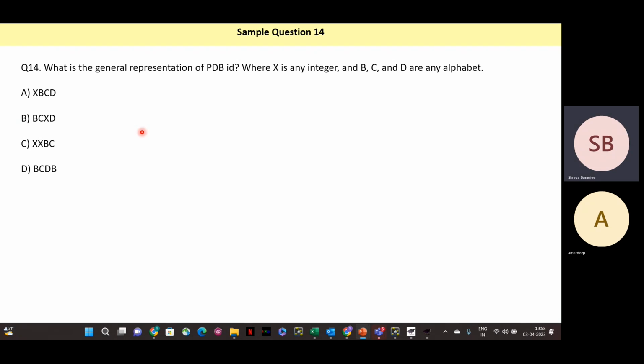The final question for today is, what is the general representation of a PDB ID? Where X is any integer and B, C, D can be alphabet or integer. This question is a bit incorrect. So B, C, D can be alphabet or integer. So the correct answer is A, which is X, B, C, D. The first one is always an integer, but the next three can be alphabet or integer.